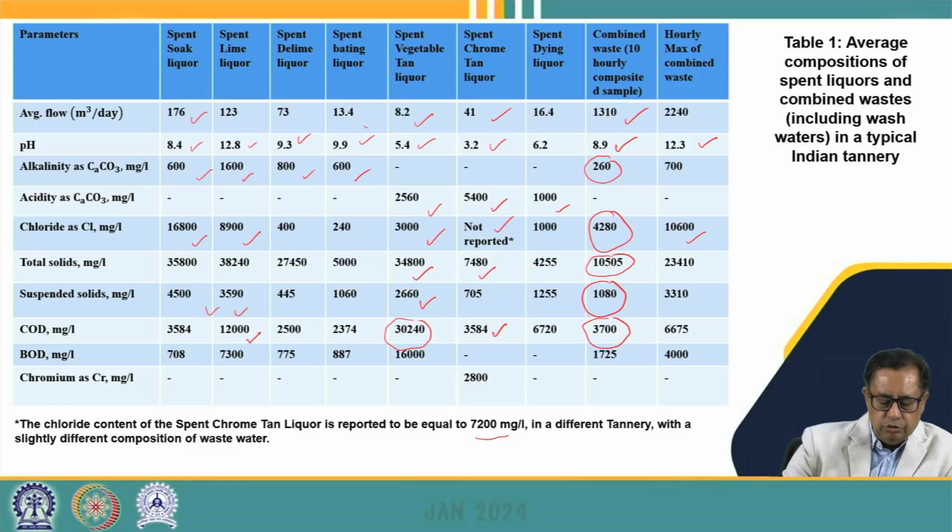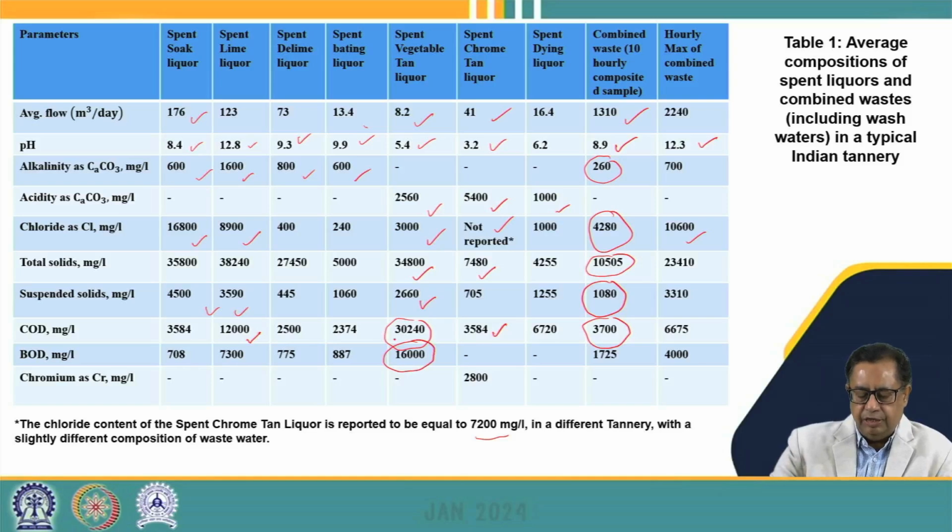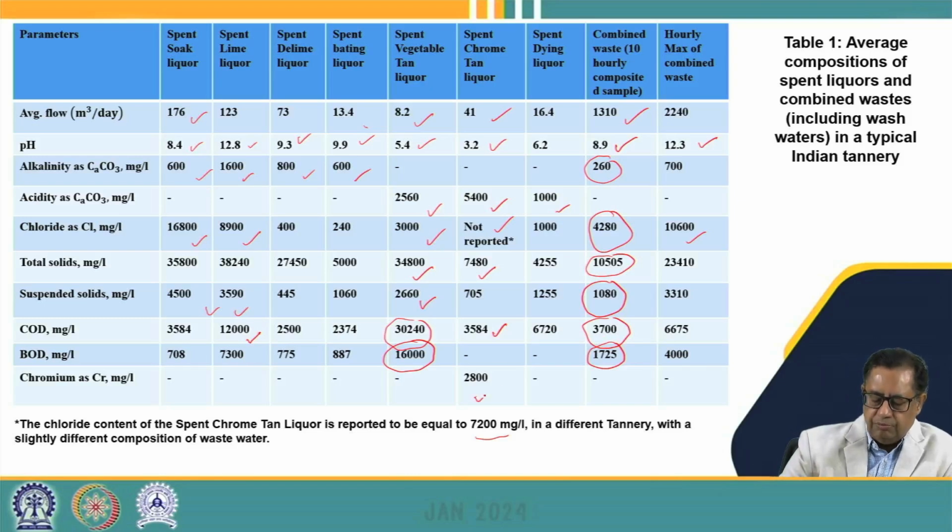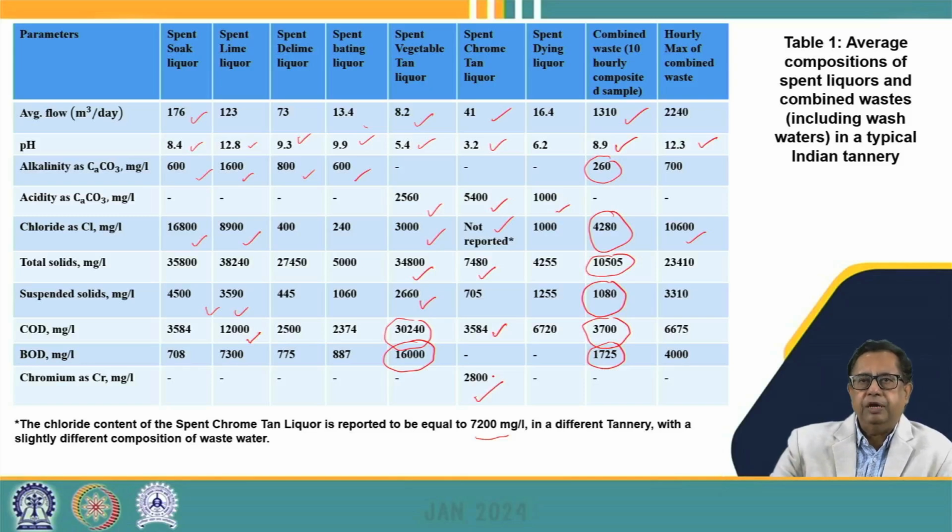The BOD values are also reported here, and these BOD values for the spent vegetable tan may be as high as 16,000 milligrams per liter, and in the composite sample it may be nearly 1725 milligrams per liter. And total chromium may be found in the spent chrome tan liquor only, and it may be nearly 2800 milligrams per liter.